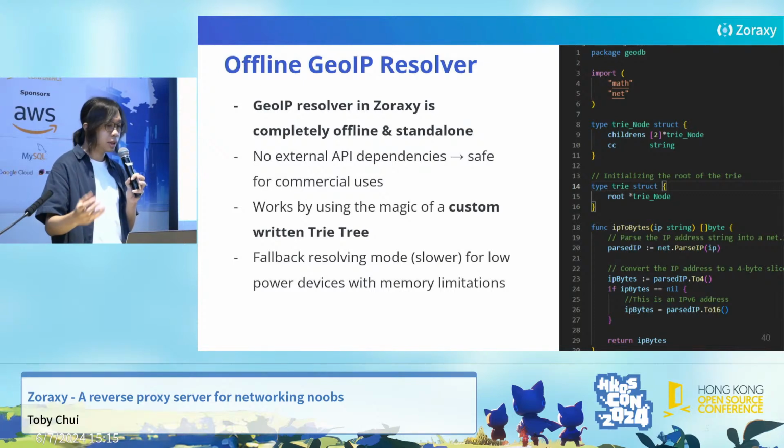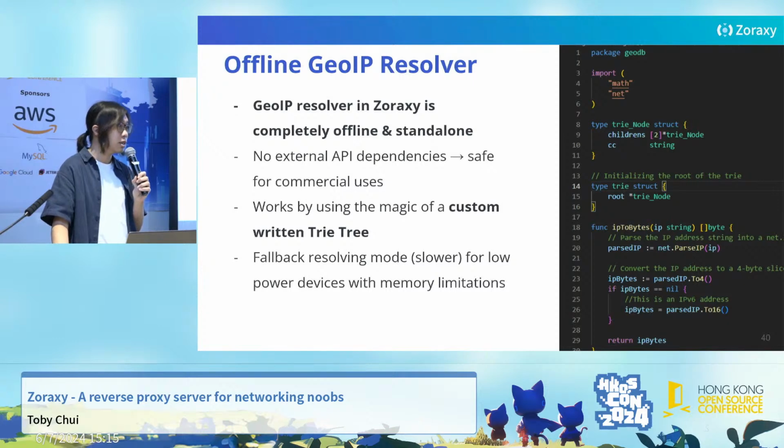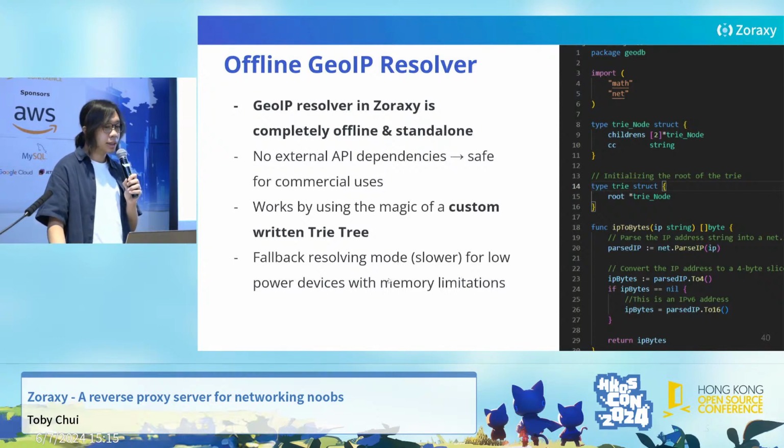But of course, I know that some people are trying to deploy this on a router, like a 10-year-old router. So in order to be compatible with those devices, we also implemented a fallback mode where it takes much more time complexity to resolve the IP address, but uses much less RAM.